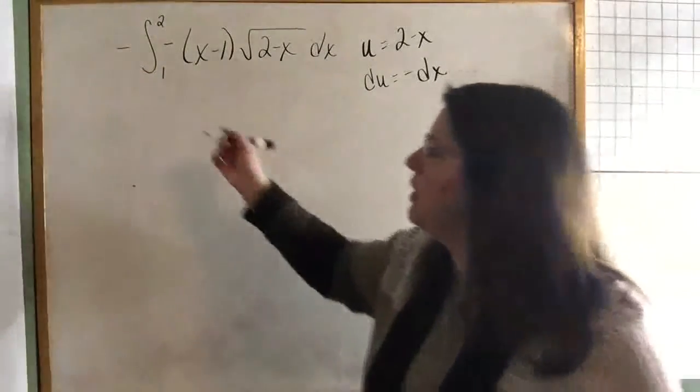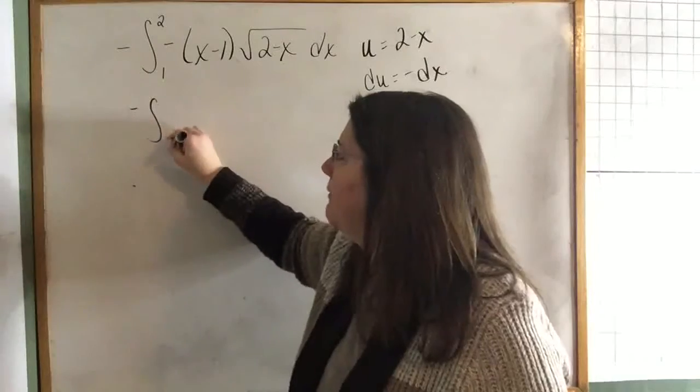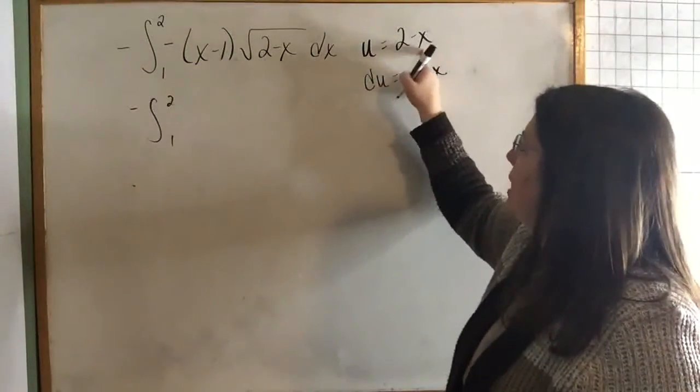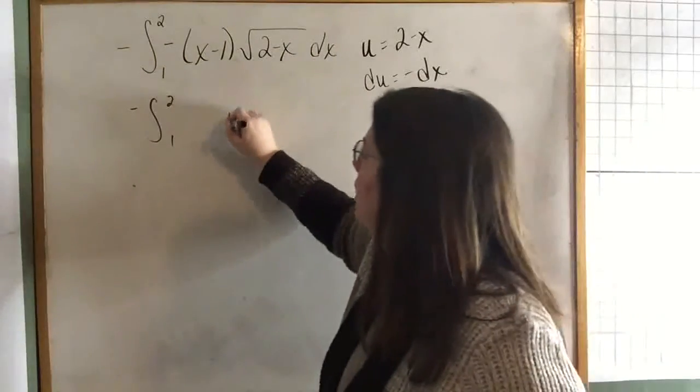And if we go to substitute, everything's going to look normal at first. When I do my u substitution, u is 2 minus x. So this is u to the 1/2.